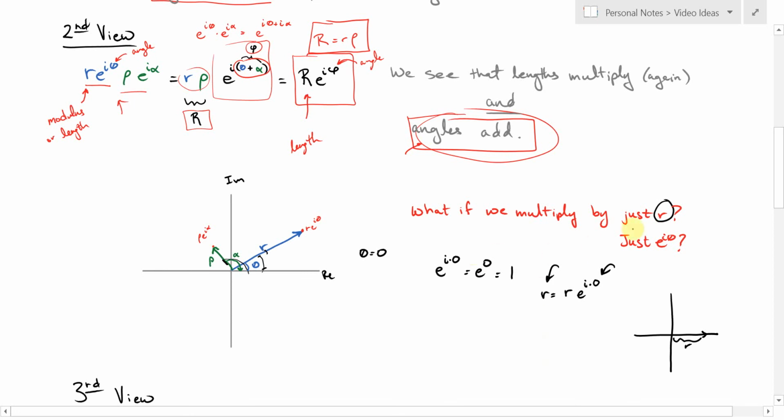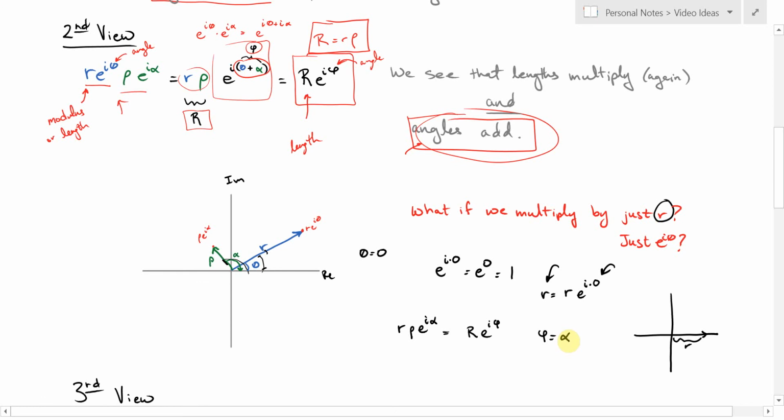So what happens if we multiply by just r? We can think of it in this way. You're multiplying by r. For example, it's the same rho e to the i alpha. It would be r times rho e to the i alpha. And there's no angle. The angle's 0, so the angle adds nothing. So that's it. All that happens is, if we call that r e to the i phi, well, the phi is still equal to alpha because we didn't change anything.